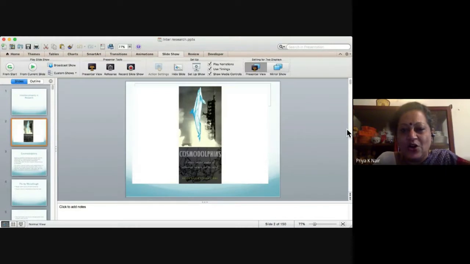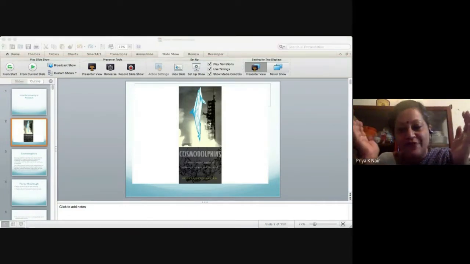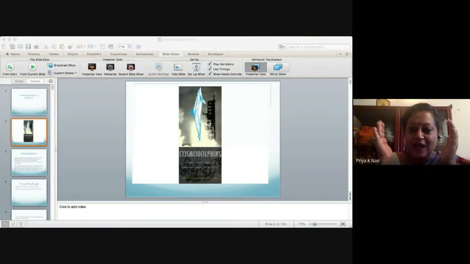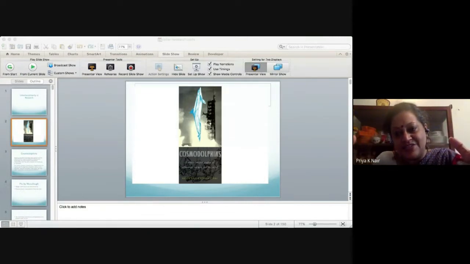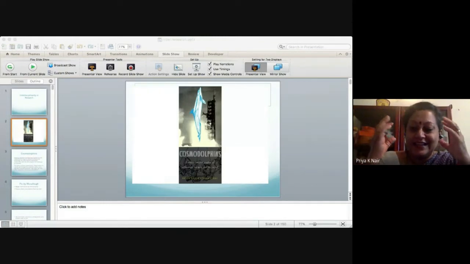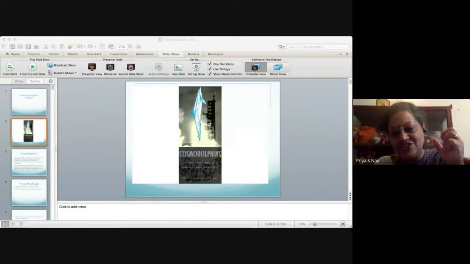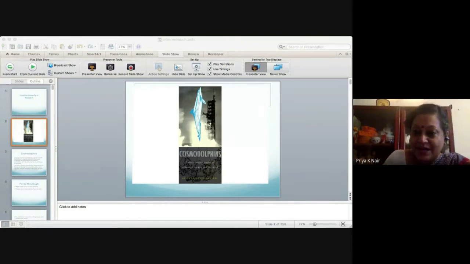So this is an icon, and it is from a book, and the title of the book is Cosmo Dolphins. It is a book on feminism, all right? So I'm using this icon to convey the message that research in this contemporary world cannot but be interdisciplinary in approach.